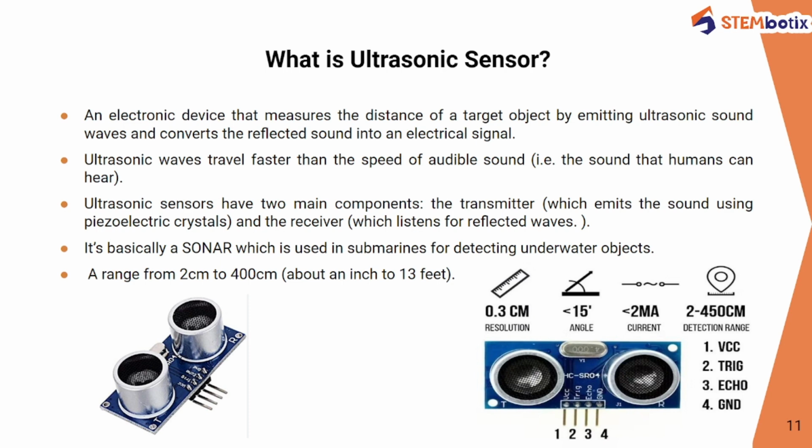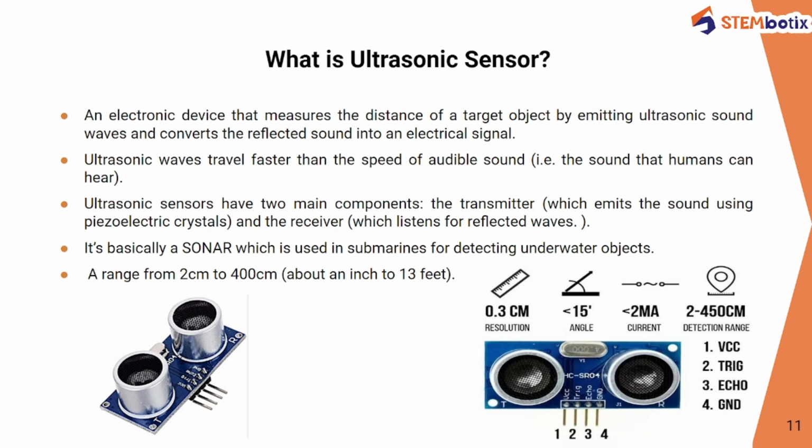So these ultrasonic waves travel faster than the speed of audible sound. Now the audible sound, or the human audible range, is from 20 hertz to 20 kilohertz, whereas ultrasonic waves have a frequency of more than 20 kilohertz, right? So this sensor works on ultrasonic waves, and those ultrasonic waves are used to transmit.